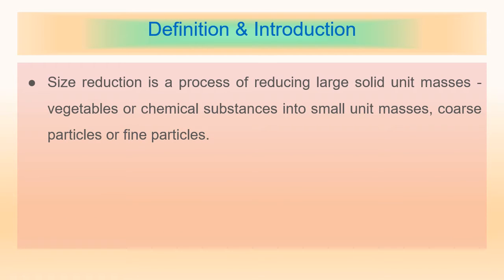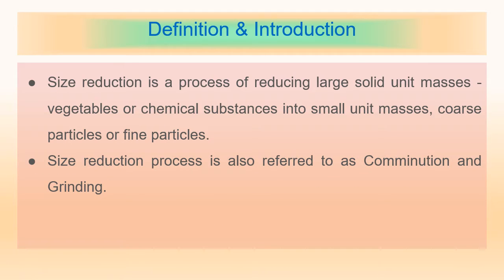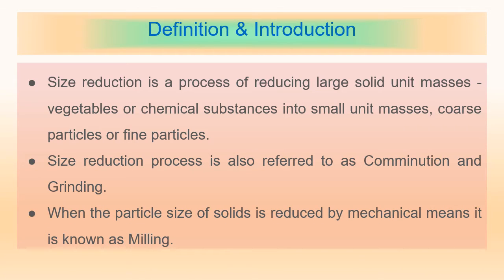So if you are considering the size reduction definition, size reduction is a process of reducing large solid unit masses, vegetables or chemical substances into small unit masses, coarse particles or fine particles. The size reduction process is also referred to as comminution or grinding. When the particle size of solids is reduced by mechanical means, it is known as milling.